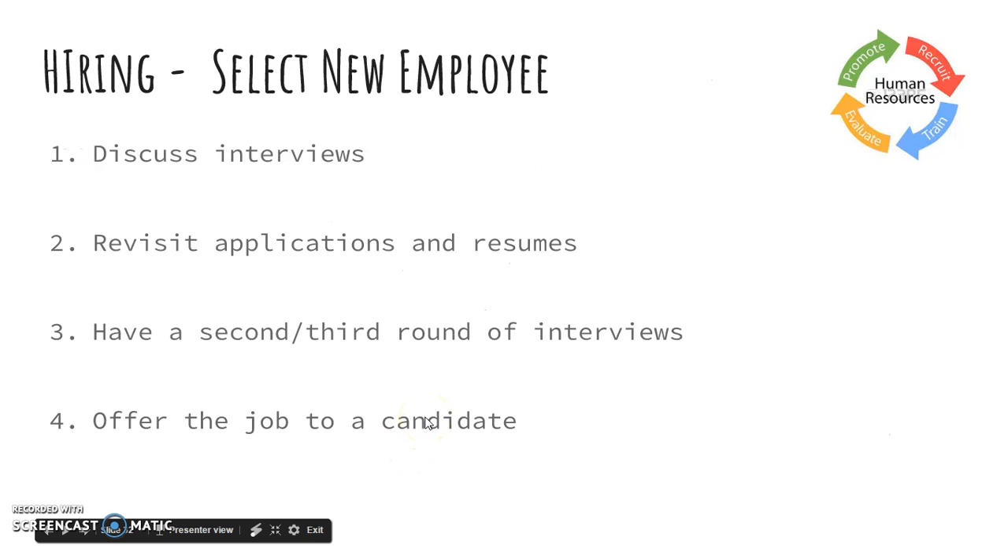All right, now when it comes to selecting that new employee, discuss the interviews with your interview team. Normally, interview teams are made of an odd number of people, 3, 5, 7, so if a vote comes down to it, the majority of the vote would win. Revisit applications and resumes with your interview team and discuss the candidates. Have a second or third round of interviews if needed, if you have potential employees who are very, very close and it's hard to make a decision one way or another. And then finally, once you have settled with yourself and your interview team on the candidate you want to hire, go ahead, make the phone call, and offer that job to the candidate.